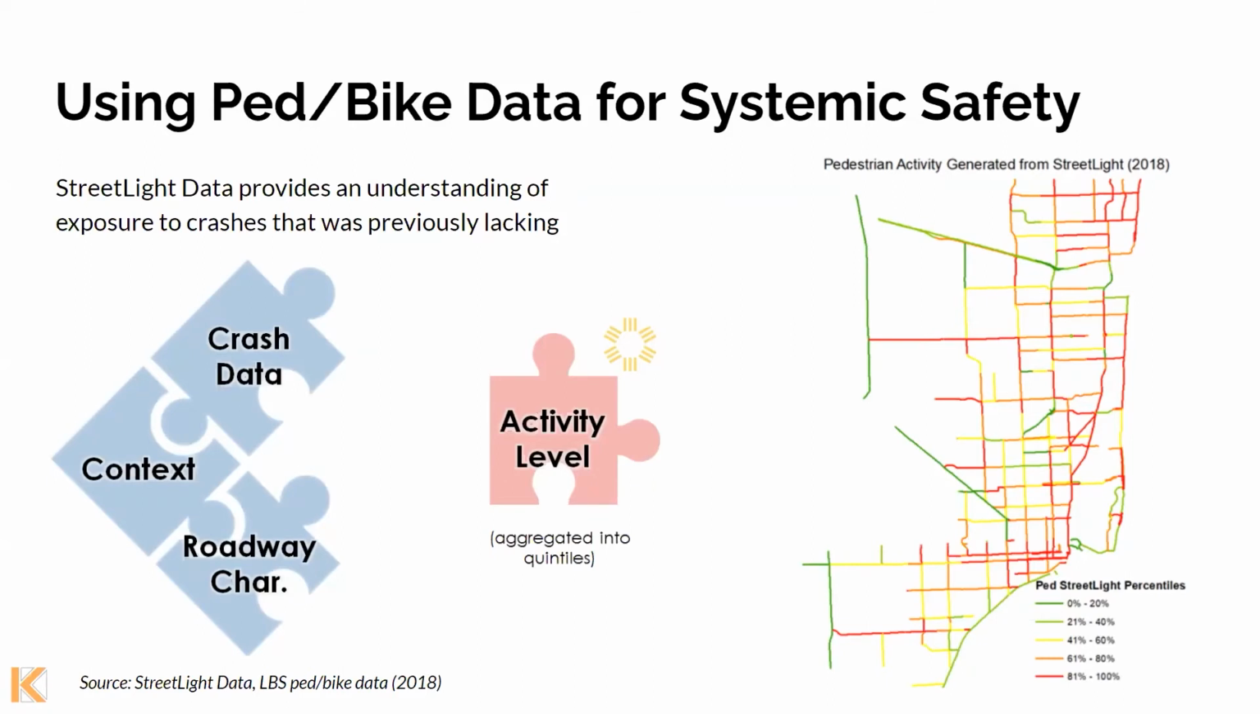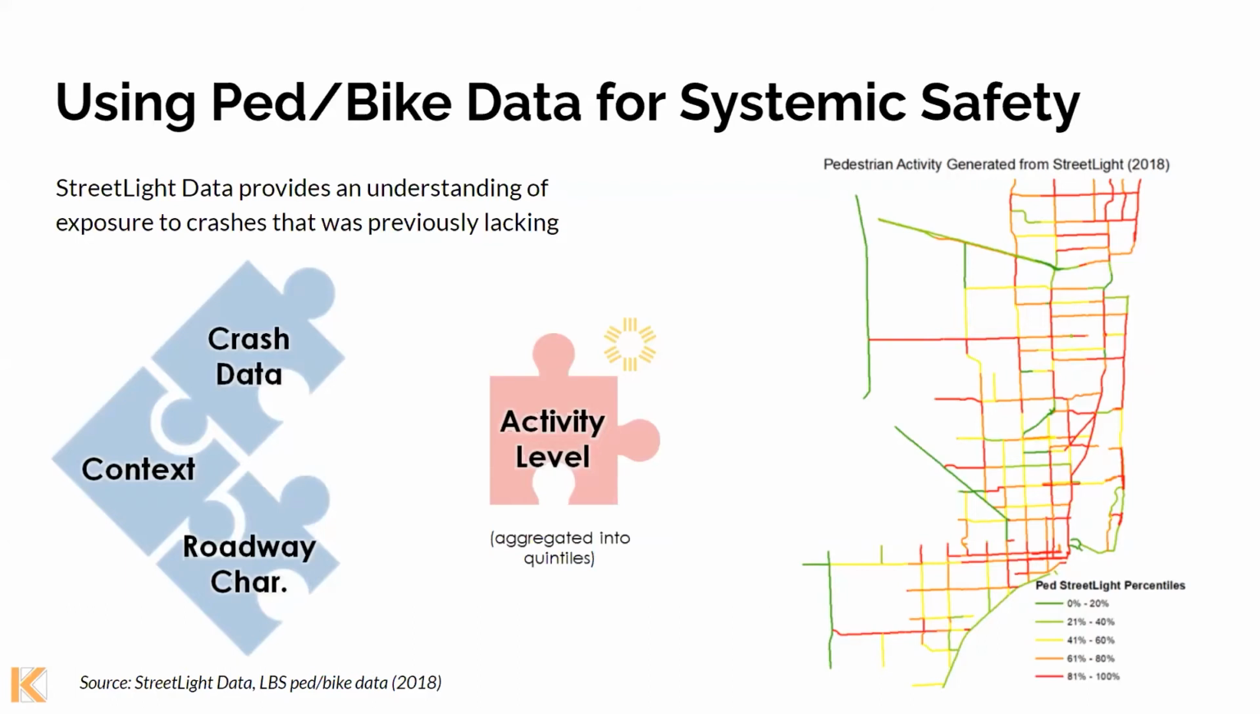So for a long time, the puzzle pieces that we had were really the crash data, the context of the roadway, where context classification is a great example, and roadway characteristics, which FDOT does a really great job at keeping. Those are number of lanes, posted speed limit, and such. But we never really had access to a measure of how many people are actually walking or biking out there. And as you can imagine, the more people are out there, the more exposure to crash, right?